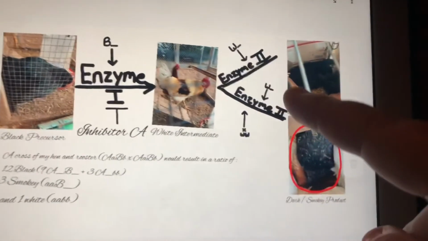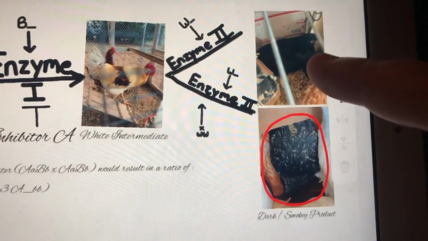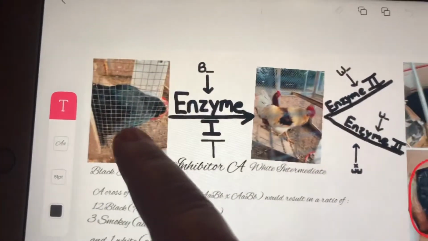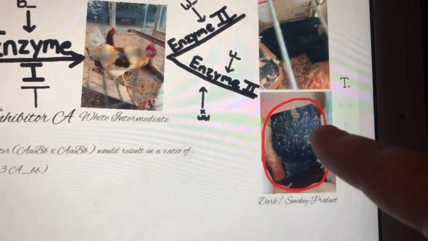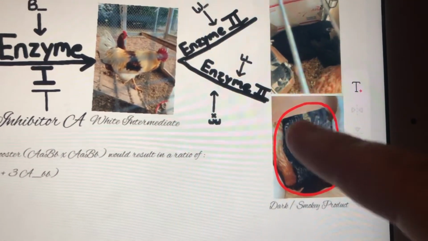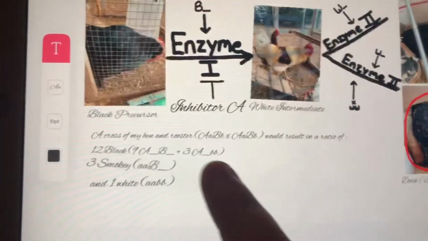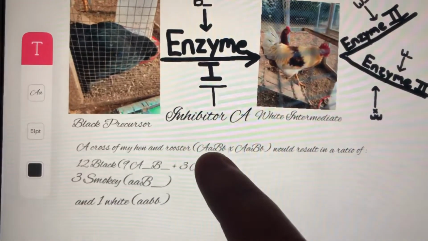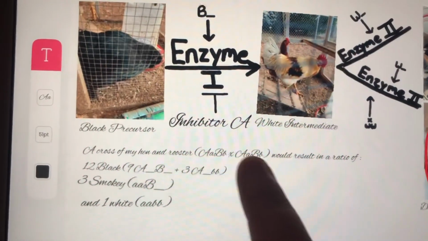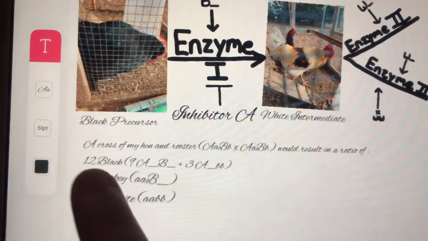Based off of what they either made a solid black chick that looked exactly like its mother, or a smoky chick that wasn't solid white, but it had this very smoky or white tipped look. And based off of their crosses, which I went ahead and did, these two phenotypes here would result in a ratio of 12 black, 3 smoky, and 1 white.